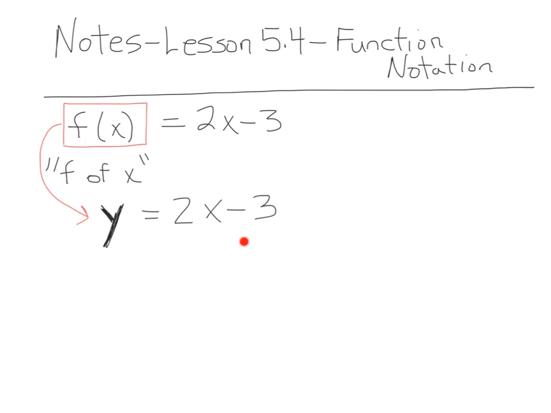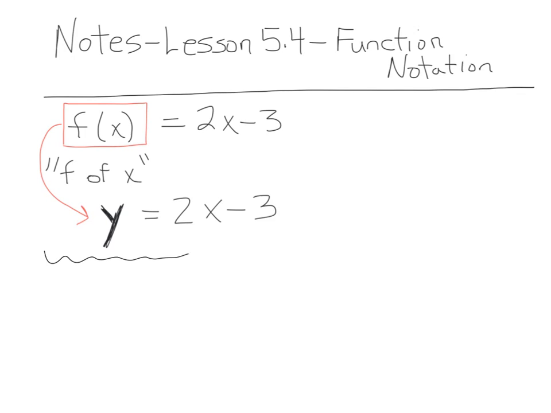Now we've studied this before. This is a linear equation. This is a line. Y equals mx plus b, slope of 2, y-intercept of -3. So this is nothing new. F of x equals 2x minus 3. It's just the same thing we learned before, just a weird way of writing it.